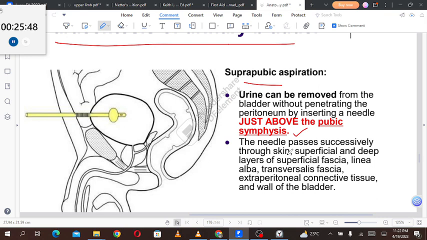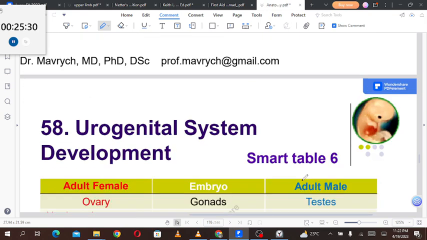The needle passes successfully through the skin, the superficial and deep layers of superficial fascia, linea alba, transversalis fascia, extraperitoneal connective tissue, and the wall of the bladder. So these are the layers that are being pierced: skin, then superficial and deep layers of superficial fascia, linea alba, transversalis fascia, extraperitoneal connective tissue, and the wall of the bladder.